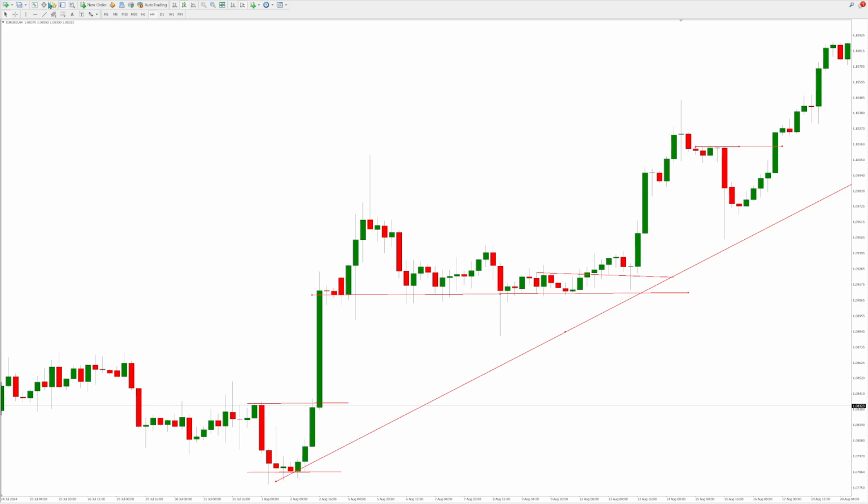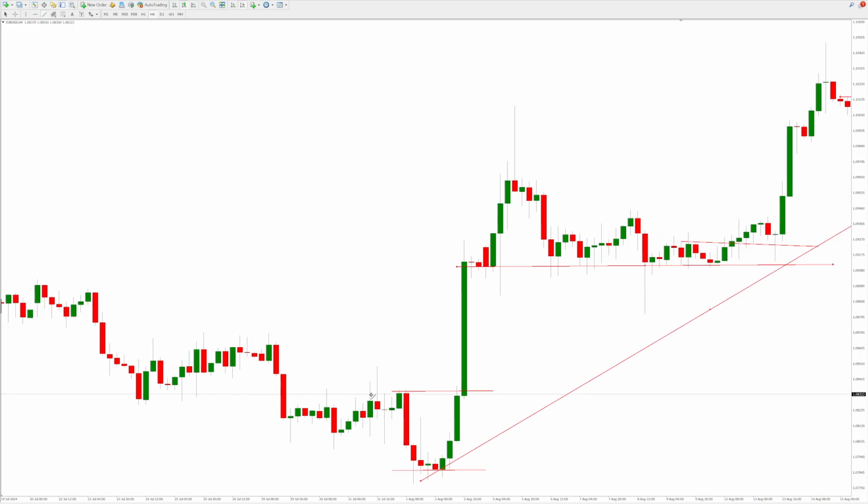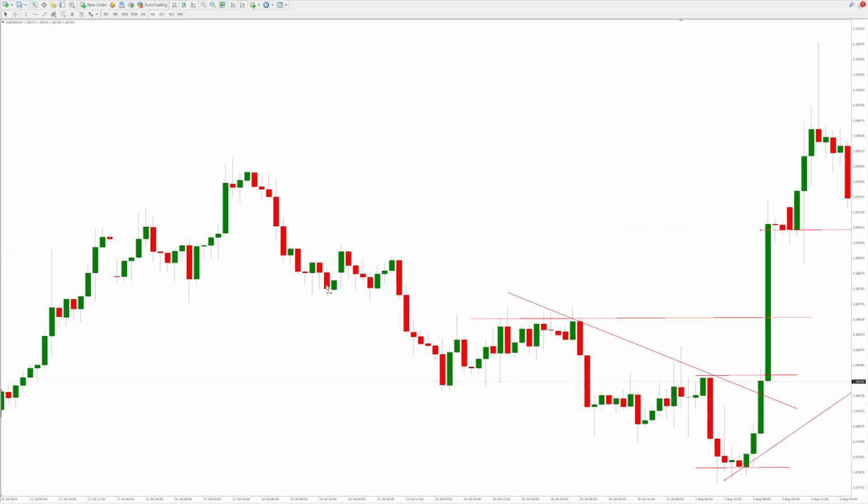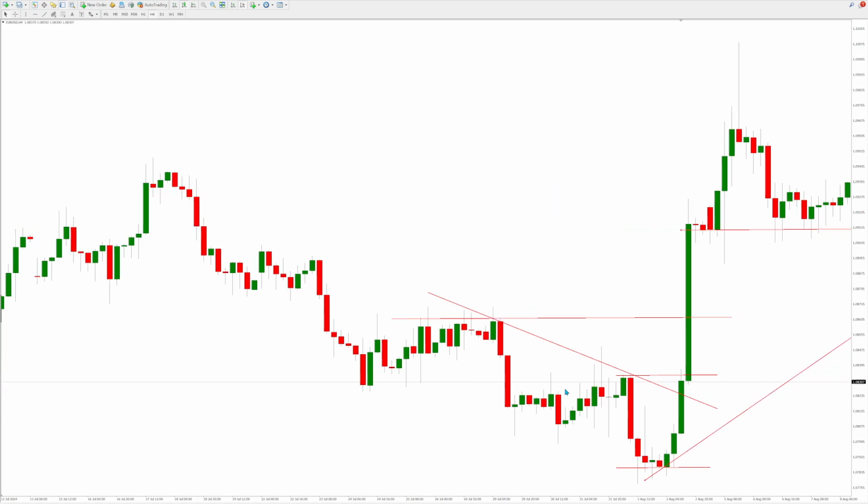In saying that, personally, we hadn't actually had the trend form yet, so I'd be more concerned with this level of resistance here and also this level of resistance here. Okay, this looks like a bit of a bear trap. Okay, so this would have been following this downtrend here.